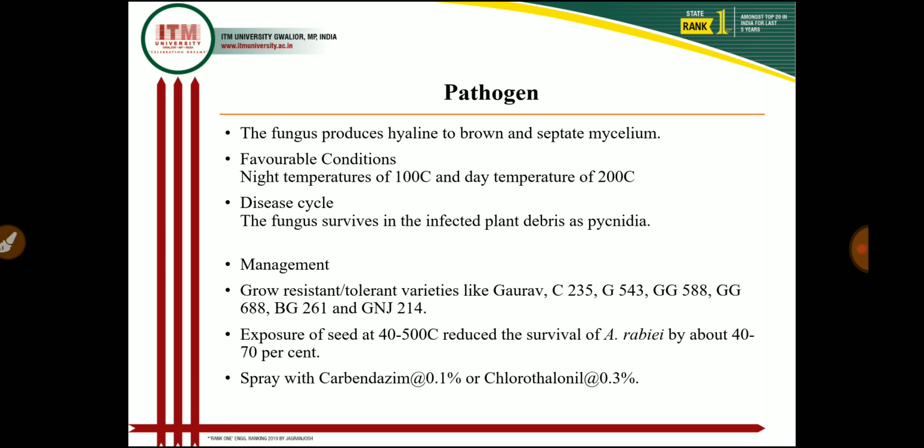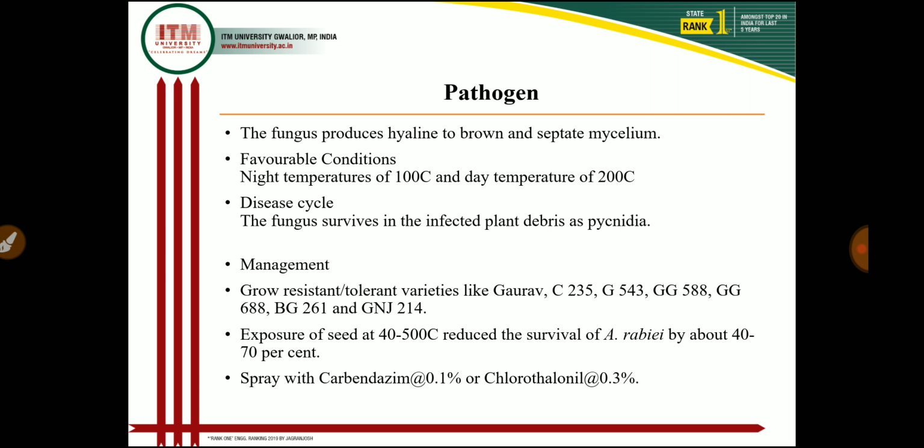Mycosphaerella rabiei. Then, in favorable conditions, if the night temperature is 10 degrees centigrade and the day temperature is up to 20 degrees centigrade, and rain accompanied by cloudy weather and excessive canopy favor the disease spread.